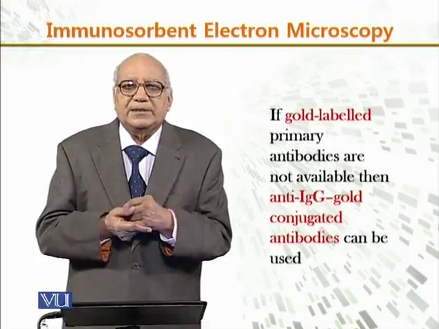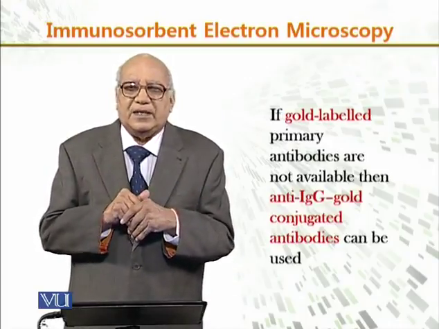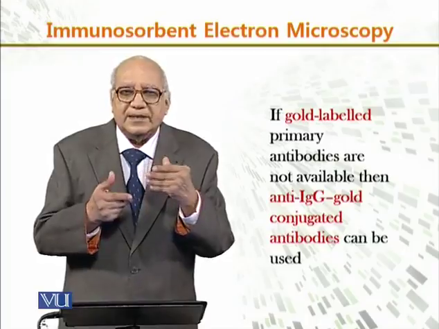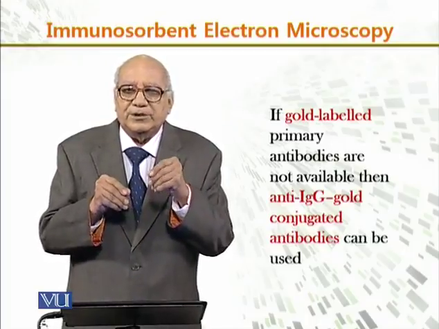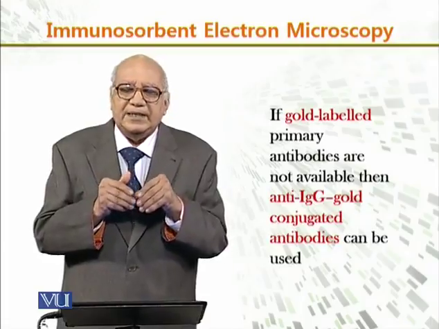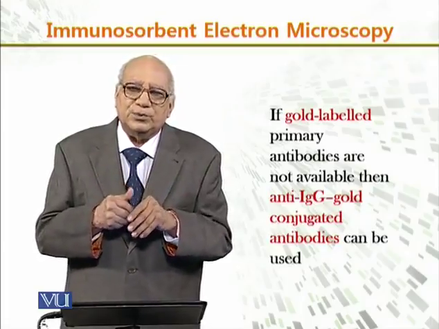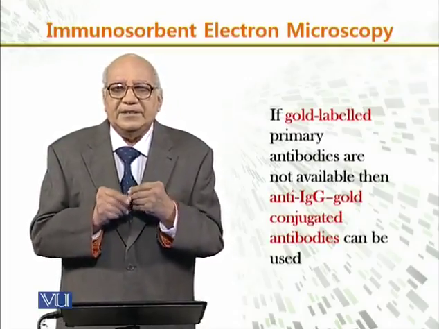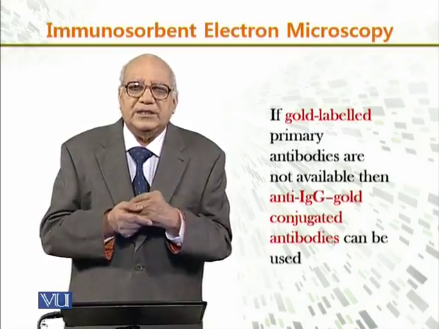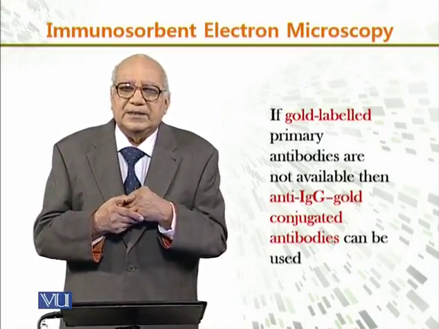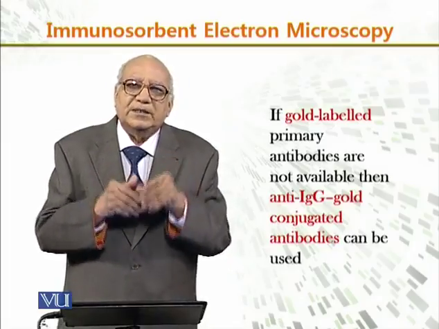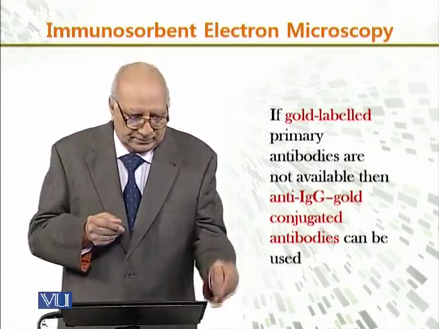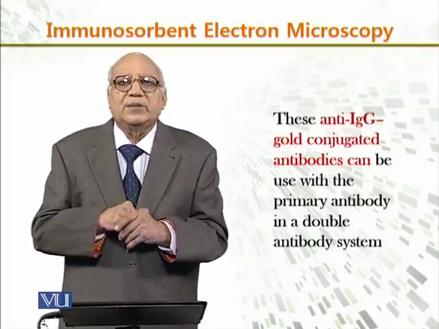Now, if gold labeled primary antibodies are not available, for example, if they are not available for that virus, then anti-immunoglobulin G gold conjugated antibodies can be used to visualize the virus. That is, anti-IgG, anti-immunoglobulin G gold conjugated antibodies can also be used in this. They can be conjugated with the gold particles and visualized under the electron microscope.